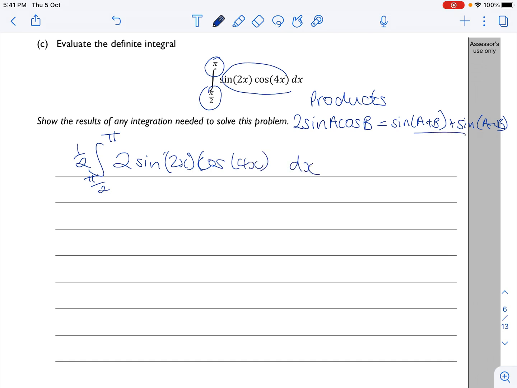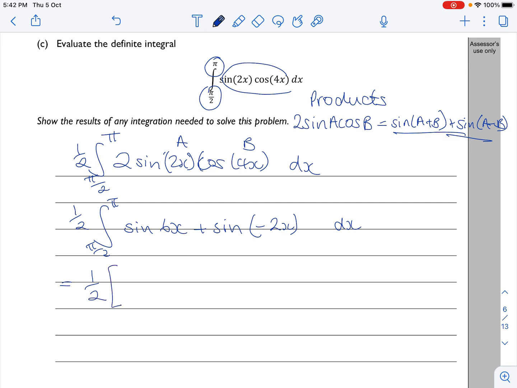Okay, so now we're going to change that to this. So we've got a half. We still haven't integrated it yet, so we'll keep that there. So 2 sine 2x cos 4x is sine of A plus B. So this is A, this is B. So that's going to be sine of 6x plus sine of A minus B, which is sine of 2x minus 4x, which is sine of minus 2x dx.